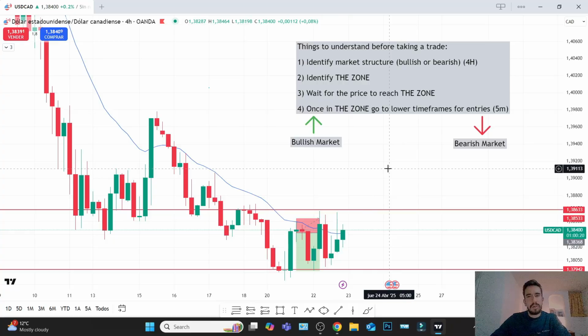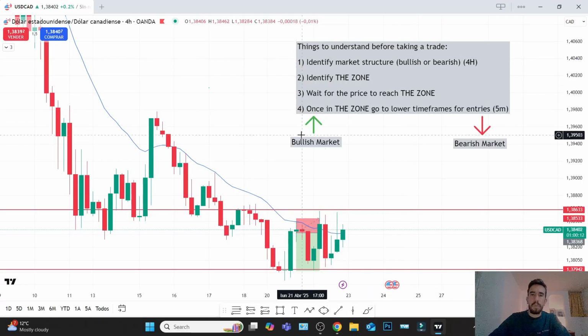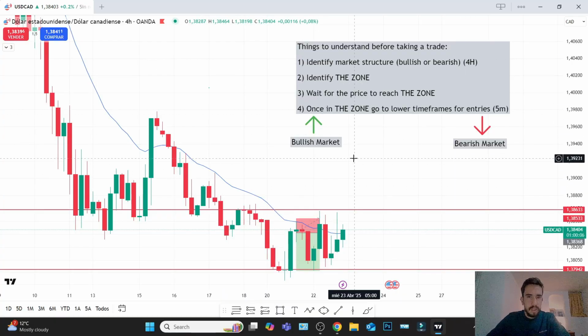So the first thing that you need to understand is that there's two states on the market structure. The first one is the bullish or the bearish. Bullish is that the market is going up, so we're looking for buy. Bearish is that the market is going down, so we're looking for sell.